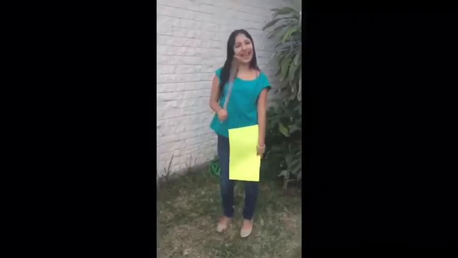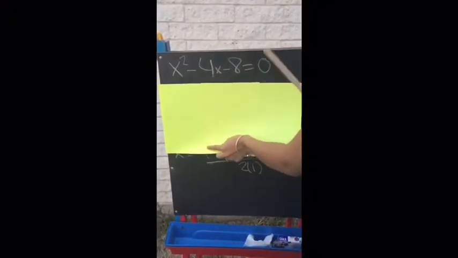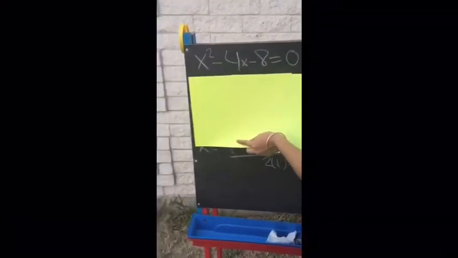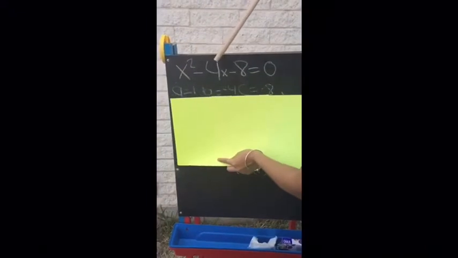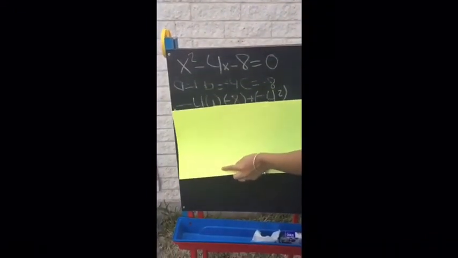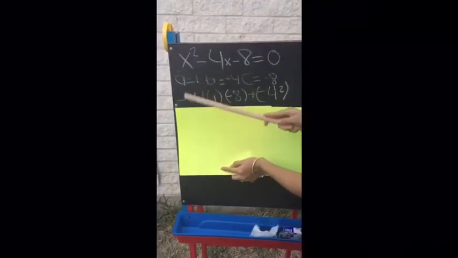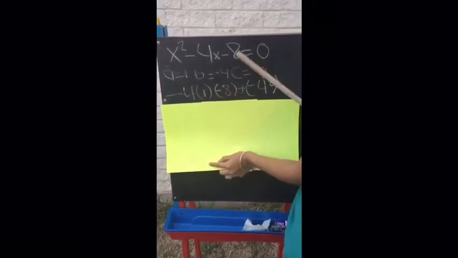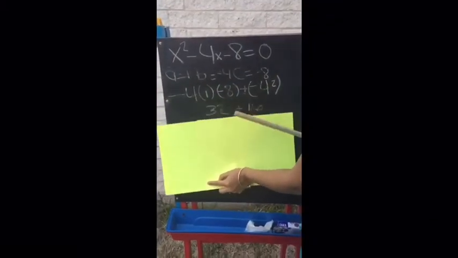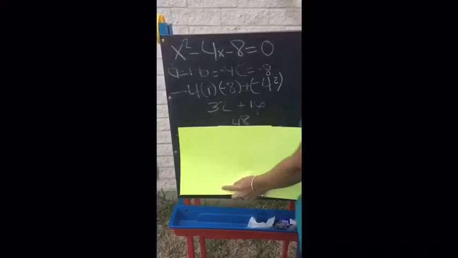Hello, my name is Marcella and I'm going to be showing you how to get the solutions of a problem using the quadratic formula of an irrational number. Your problem is x squared minus 4x minus 8 equals 0. A would be 1, b would be negative 4, c would be negative 8. You use the discriminant formula: negative 4 times 1 times negative 8 plus negative 4 squared, which gives you 32 plus 16 equals 48.